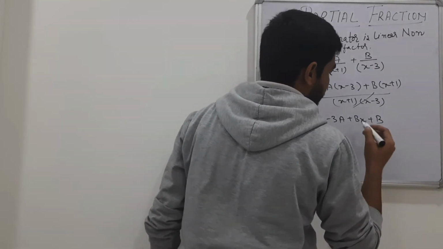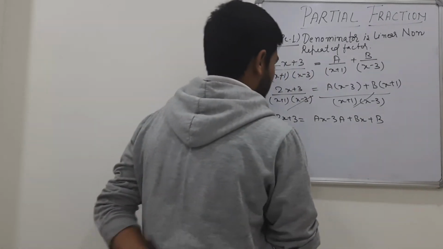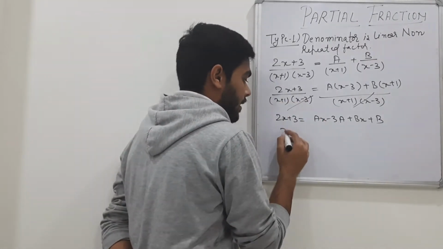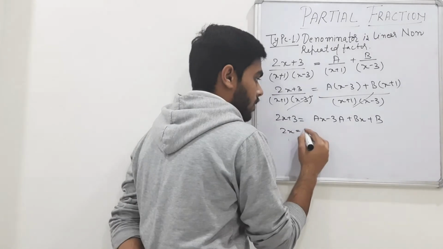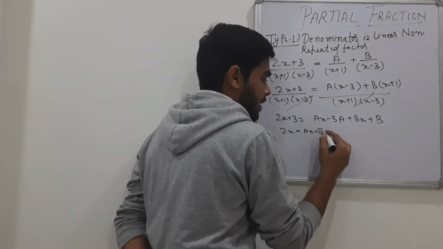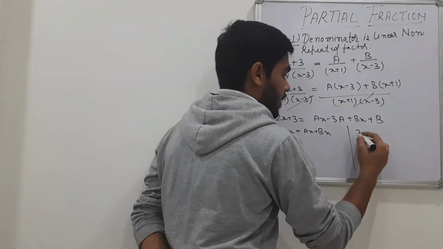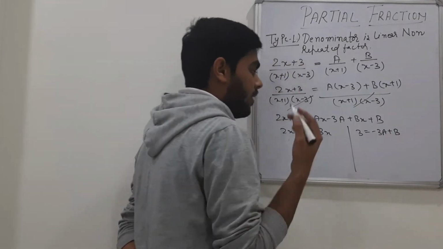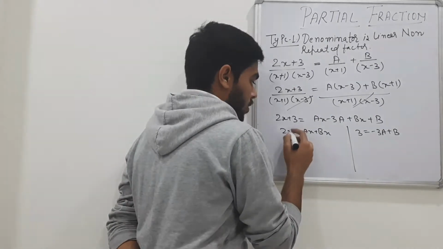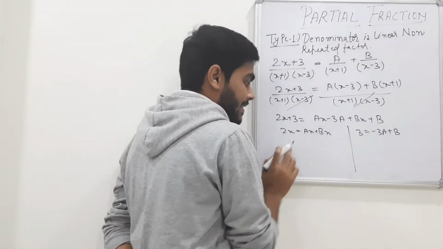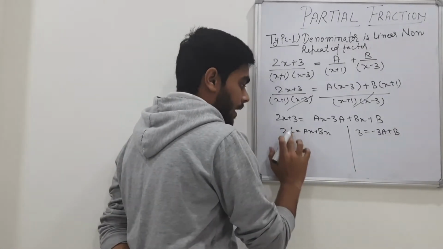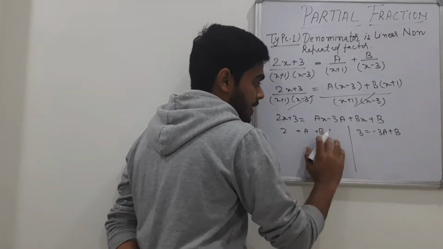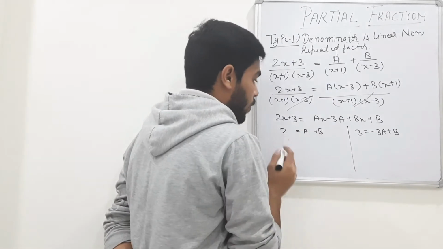So 2x plus 3 equals Ax minus 3A plus Bx plus B. Now we will compare the coefficients of x and the constant, that is 2x equals Ax plus Bx, where we can take x common and cancel the x, and in this we will compare 3 equals minus 3A plus B. And we will simultaneously solve both these equations.